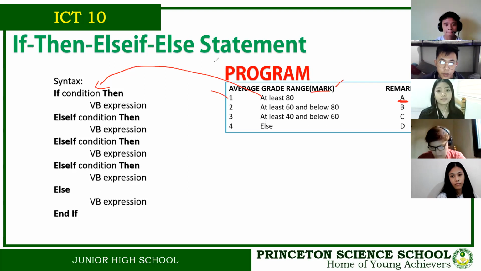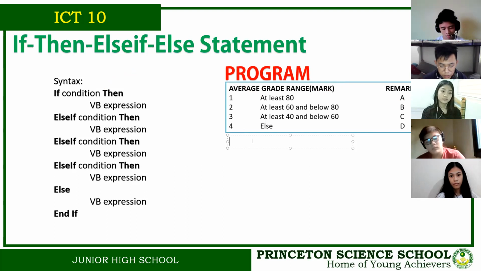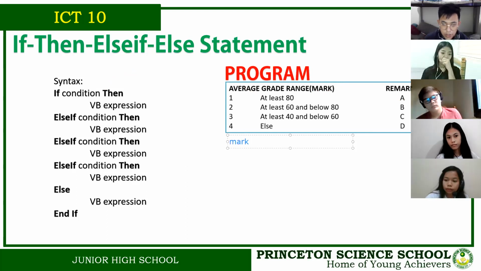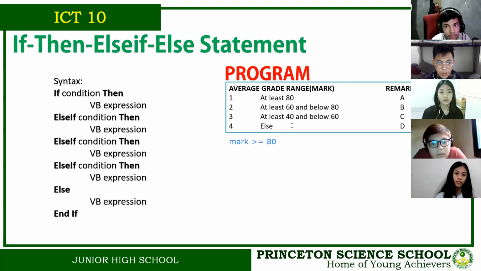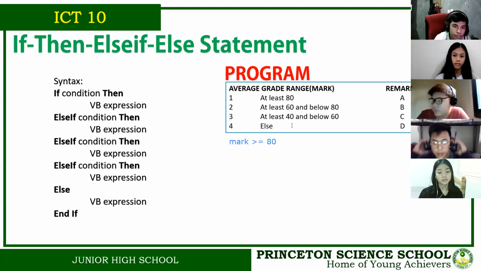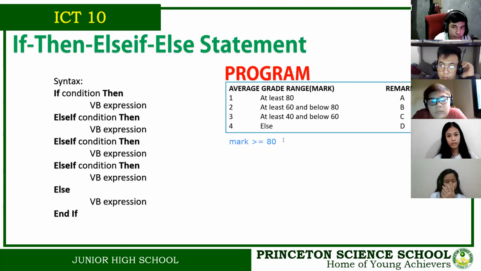So first expression, or first condition rather. So in here, on the first condition, mark should be greater than or equal to 80. Okay, so that is our first condition. For the second one, yes, David. If mark is greater than or equal to 60, then it will display B.